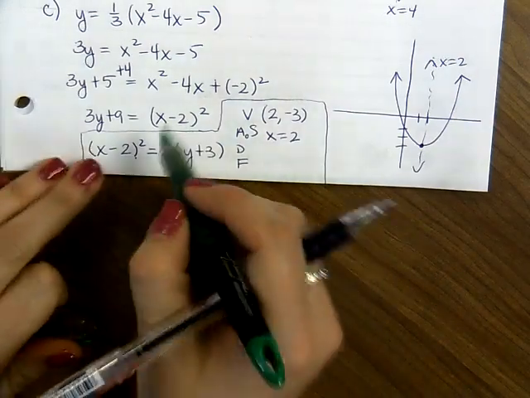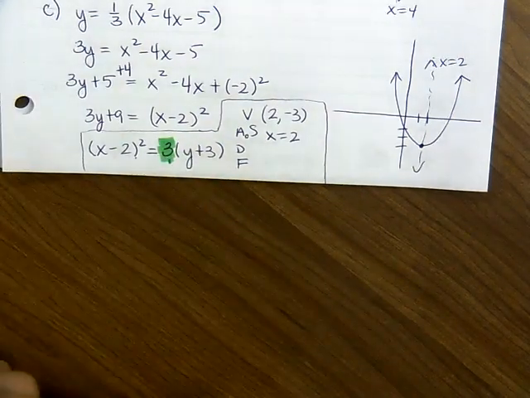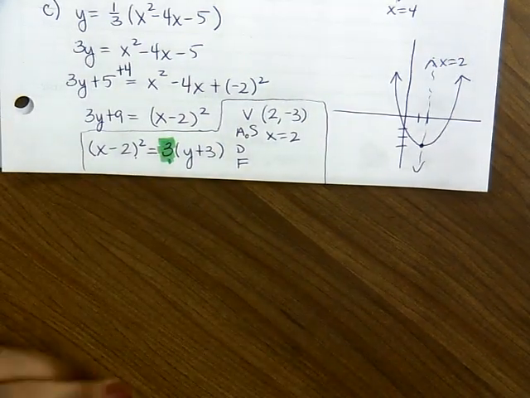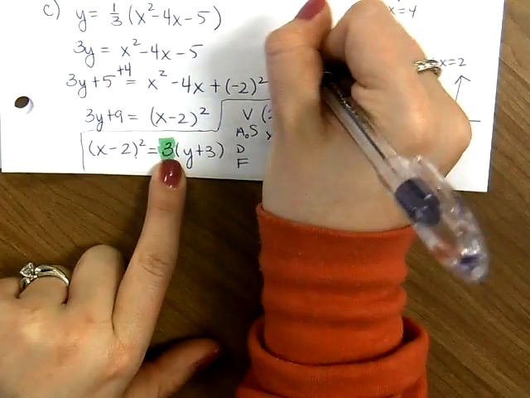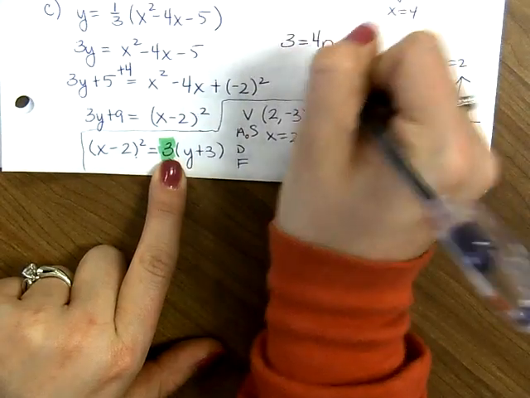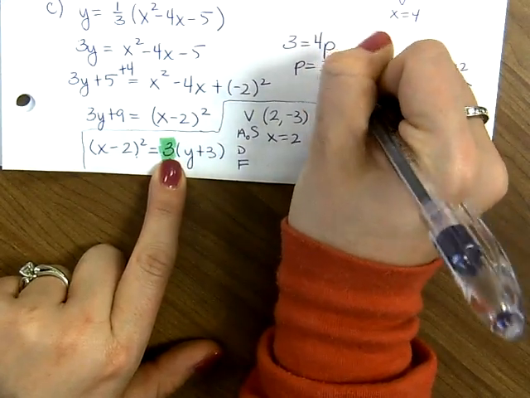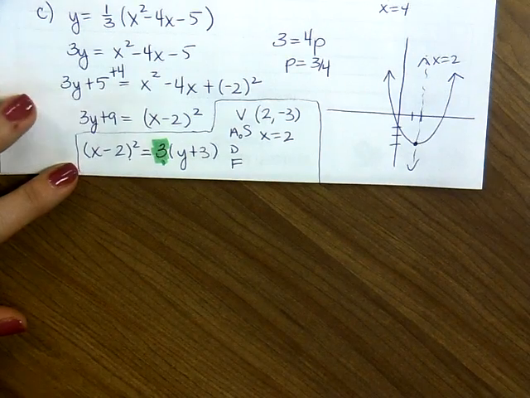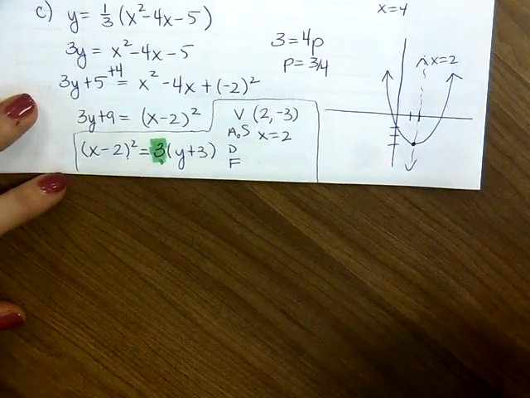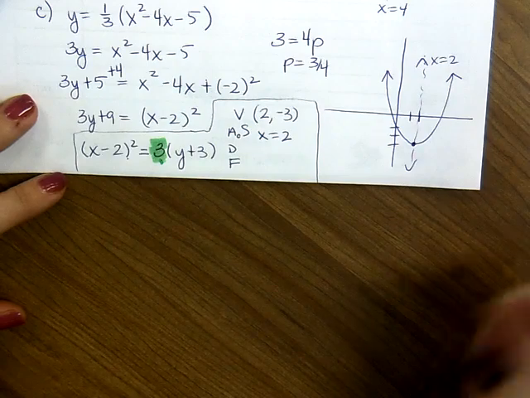I'm going to take this 3, right, the number on the outside. Do I set it equal to a positive or a negative? Positive because it's positive. So 3 equals 4p, so therefore p equals 3/4. You have to work with fractions in this unit too. You're not going to change that to a decimal.